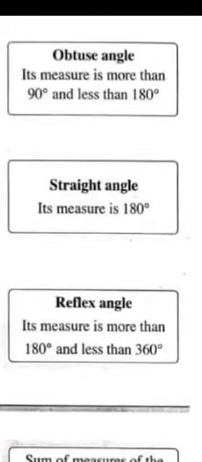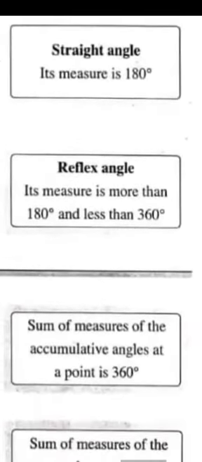Number 5, the straight angle. The straight angle is the angle whose measure is equal to 180 degrees. Now the reflex angle. The reflex angle is the angle whose measure is more than 180 and less than 360.